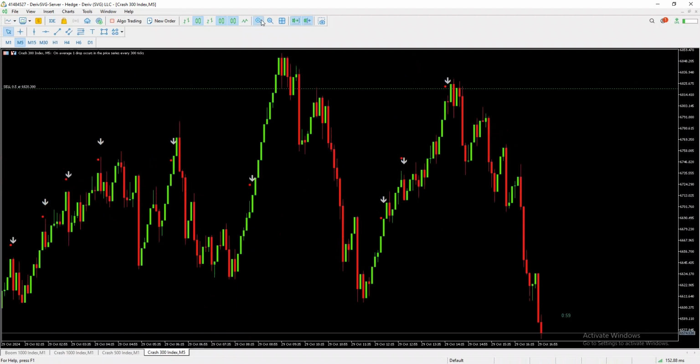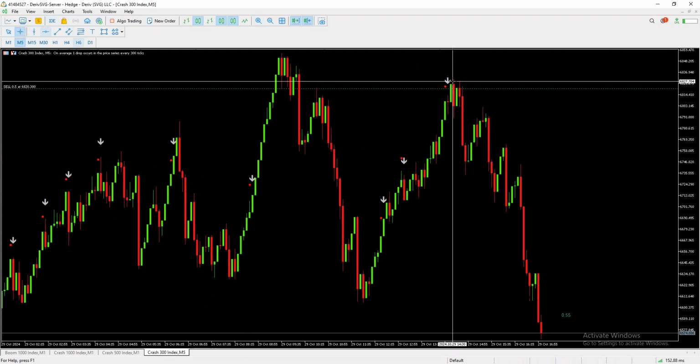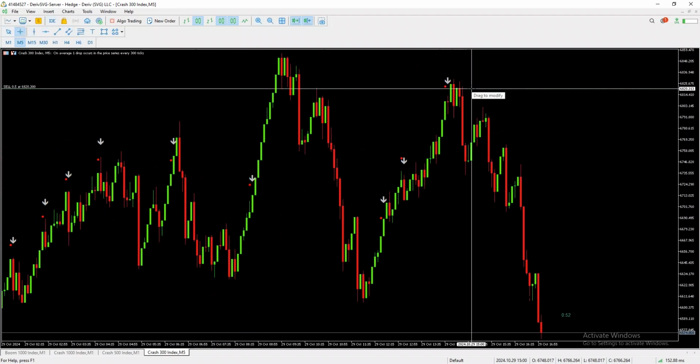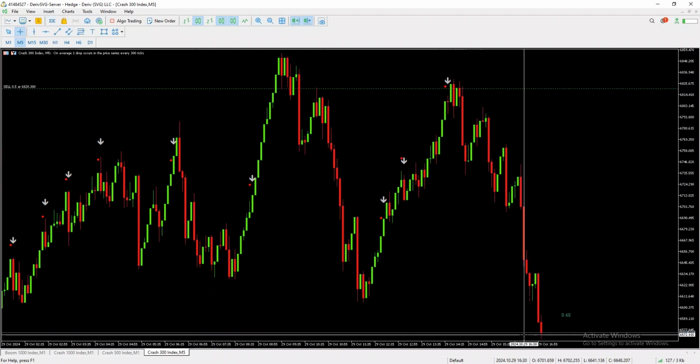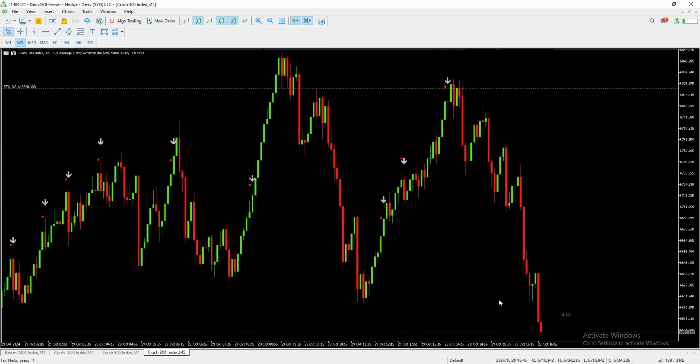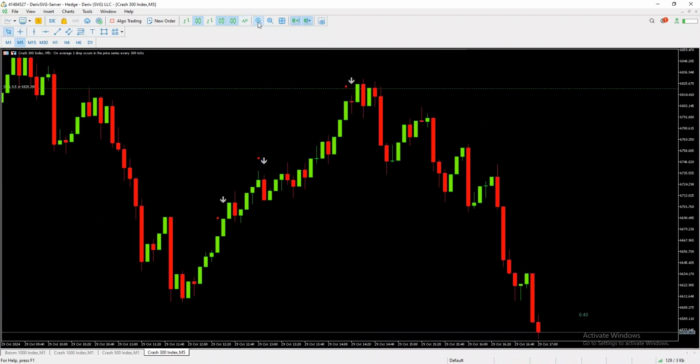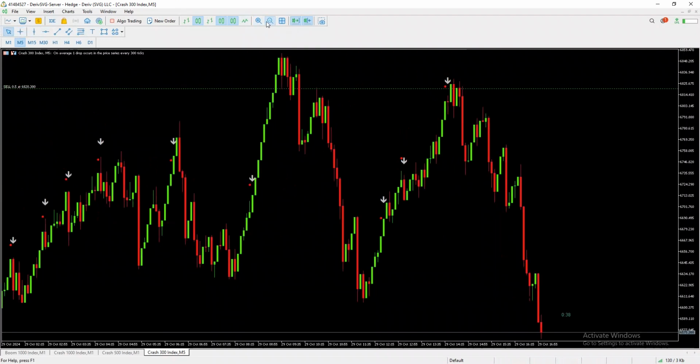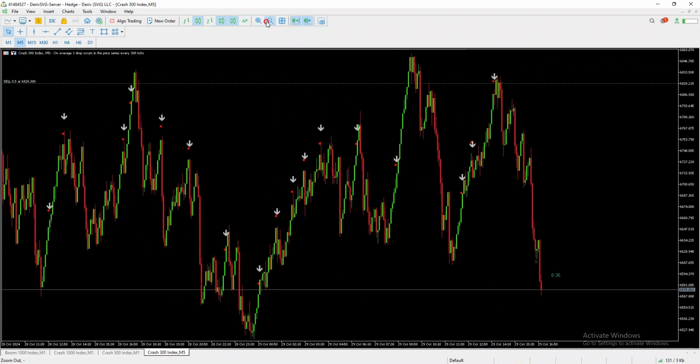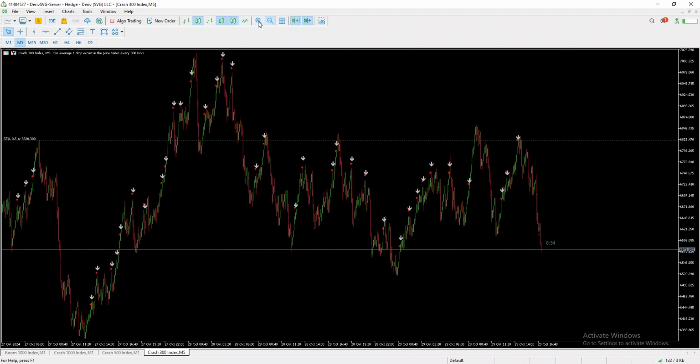If you're looking for a simple, profitable trading strategy that works wonders on the Crash 300 index, then you're in the right place. Today, I'll walk you through my personal approach. It's effective, easy to apply, and revolves around identifying the right trend, key resistance levels, and using the spike detector to time your trades perfectly. Whether you're a beginner or a seasoned trader, this strategy is designed to help you achieve consistent profits.